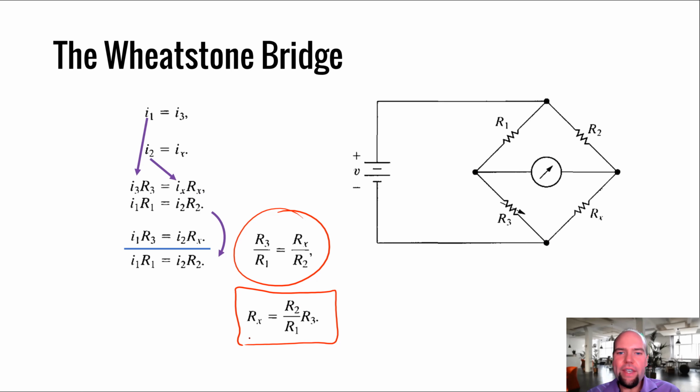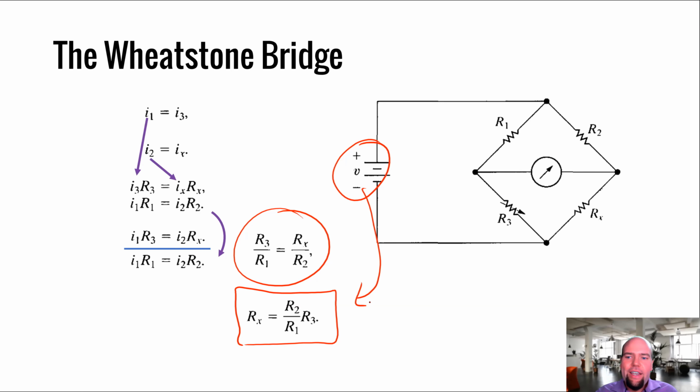Now, one thing to note about this is, where is V in this expression? V doesn't exist in this expression at all. So we found this resistance Rx without having to take into account the voltage across it at all. There had to be some voltage, right? There had to be some voltage.